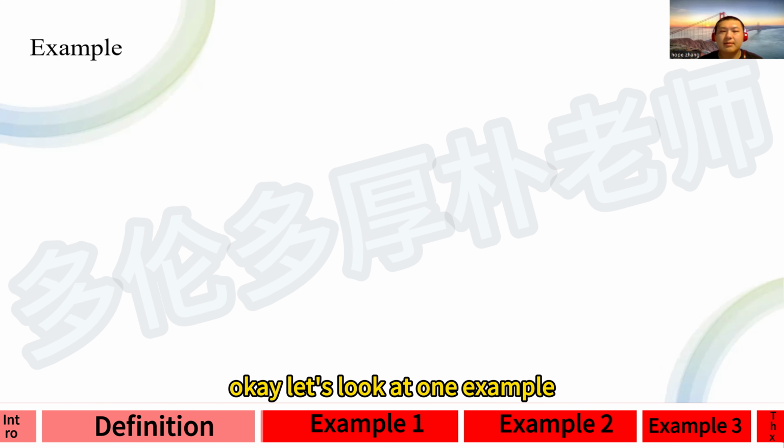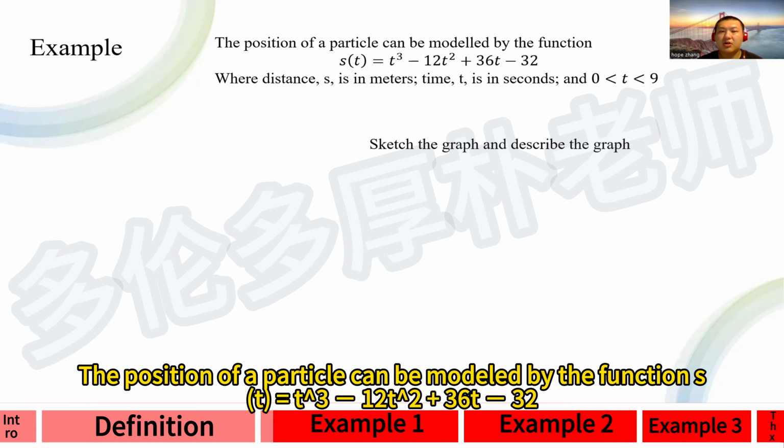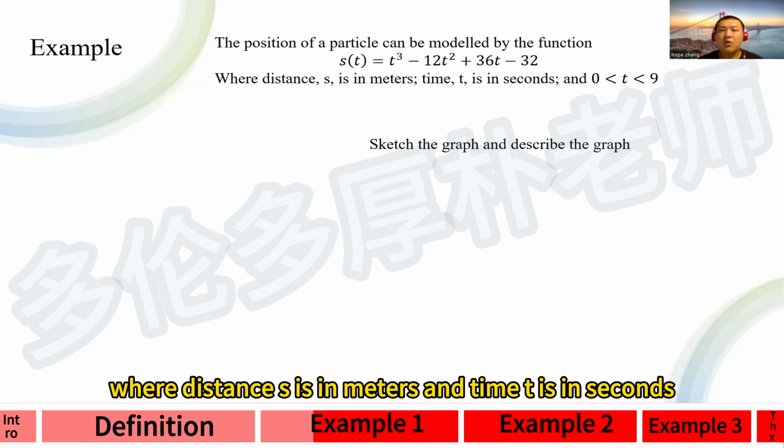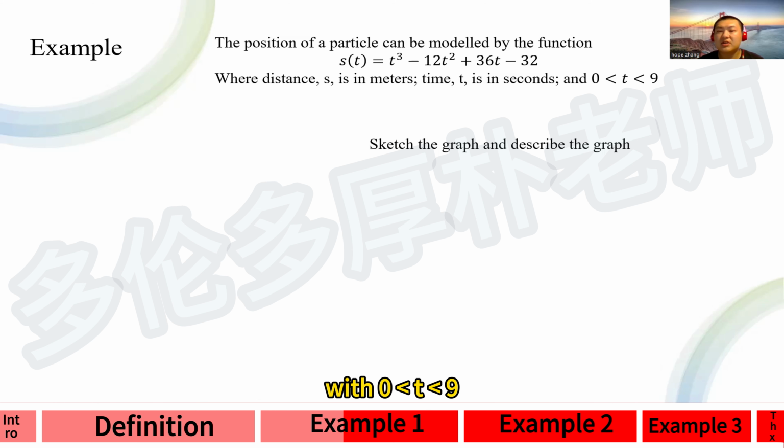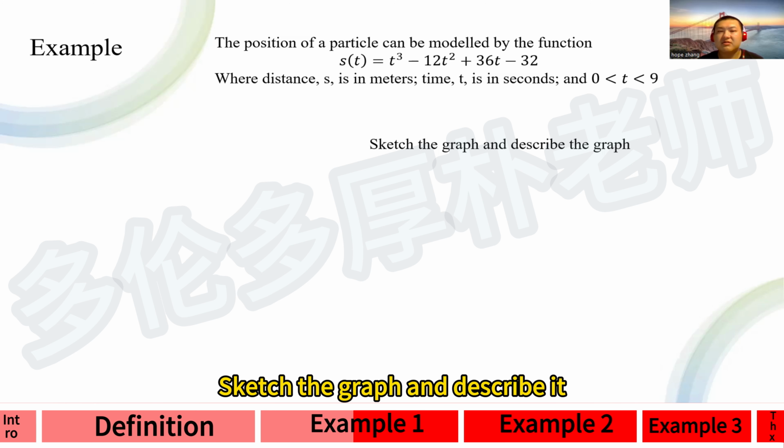Okay, let's look at one example. The position of the particle can be modeled by the function s(t). It is t cubed minus 12t squared plus 36t minus 32, where the distance s is in meters and time t is in seconds, with 0 smaller than t smaller than 9. Sketch the graph and describe it.